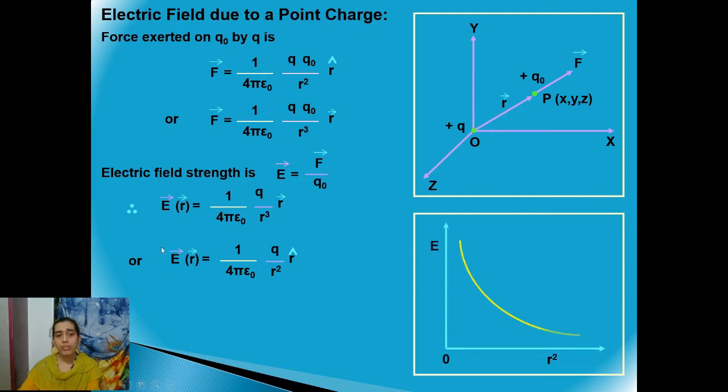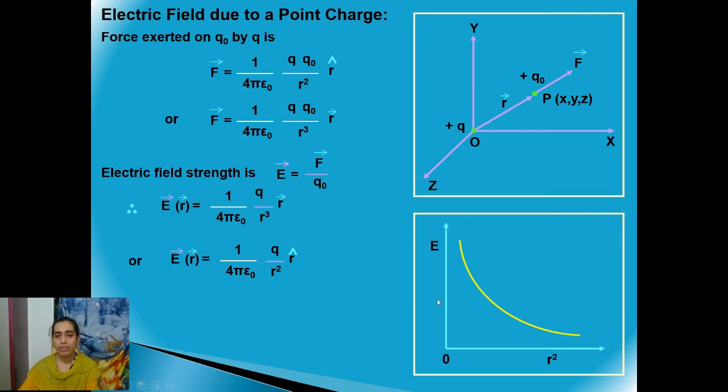Now, if you observe this expression, on what factor does this electric field depend? This electric field directly depends upon the magnitude of the charge which you are placing. If the magnitude of the charge is more, then the electric field strength will also be more. That is the source charge I am talking about. And what about the distance? As you can see, it is inversely dependent. If the distance increases, then obviously the electric field strength will go on decreasing.